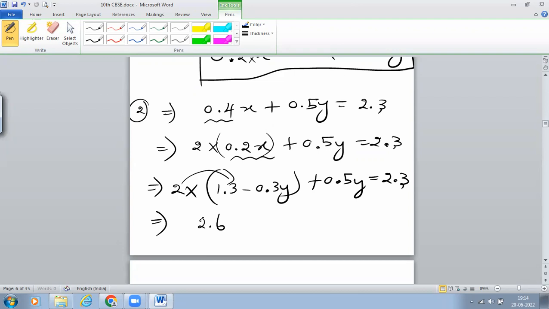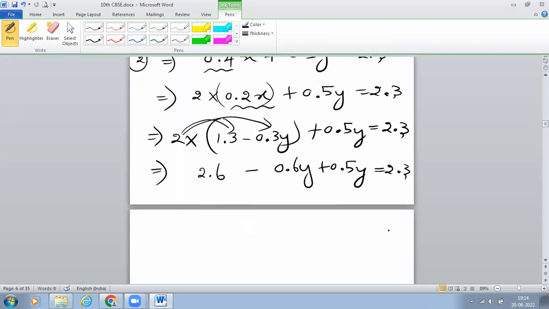2.6. Yes or no? 2 into 1.3 is 2.6. Minus, what is 2 into 0.3y? 0.6y. Okay, plus we have 0.5y, which is equal to 2.3.